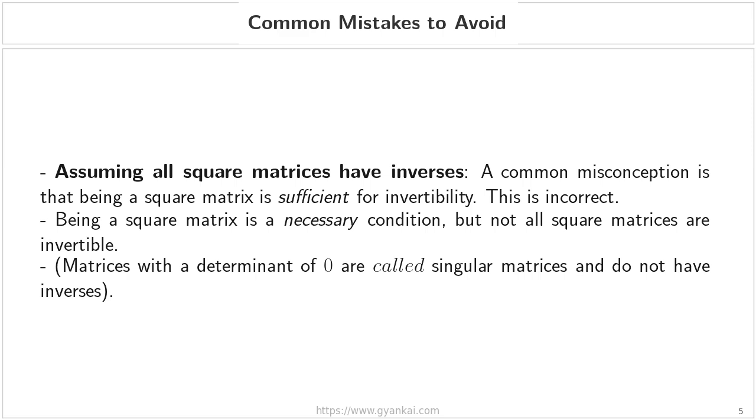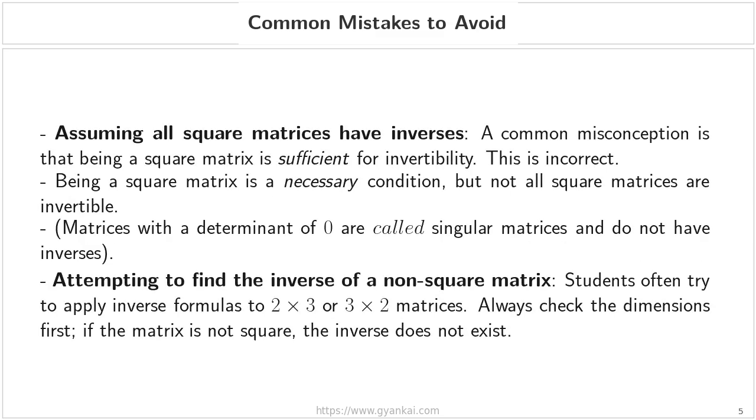For example, if a matrix has a determinant of 0, it is known as a singular matrix, and such matrices do not have inverses. Secondly, avoid attempting to find the inverse of a non-square matrix. Some students try to apply inverse formulas to matrices of order 2x3 or 3x2. As we discussed in our analysis of dimensions on the second slide, the requirements for the identity matrix cannot be met unless the matrix is square. Therefore, always check the dimensions first. If the matrix is not square, the inverse simply does not exist.